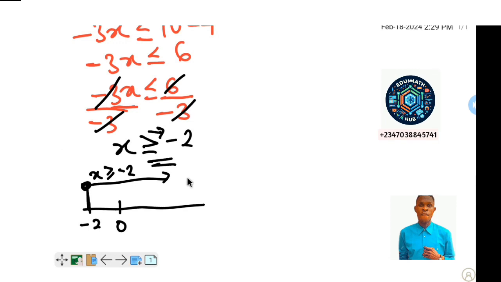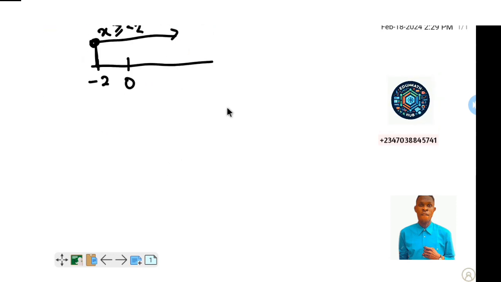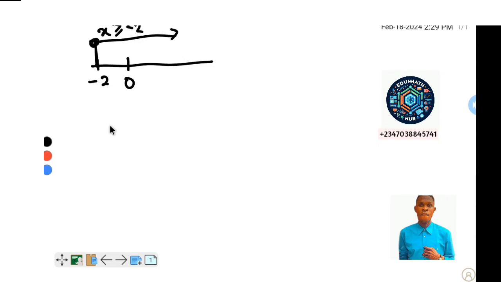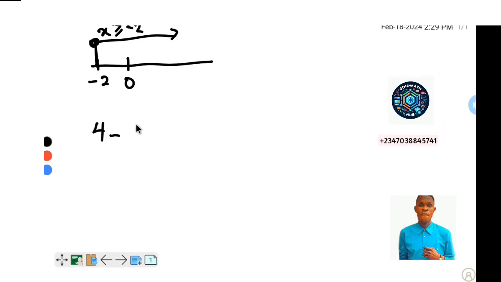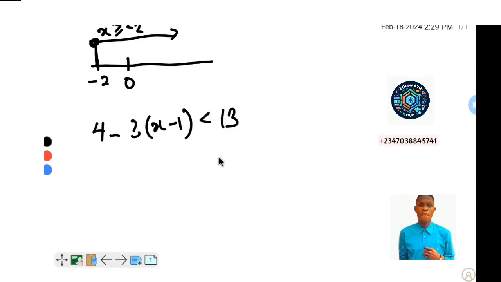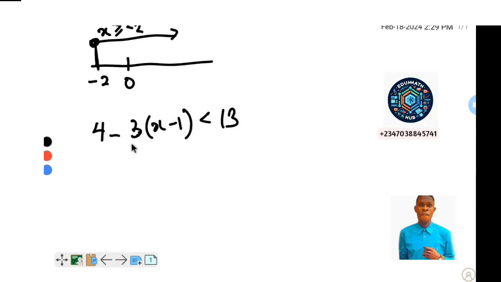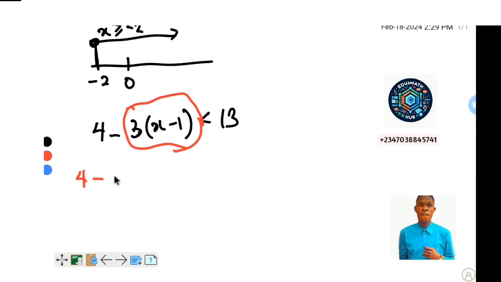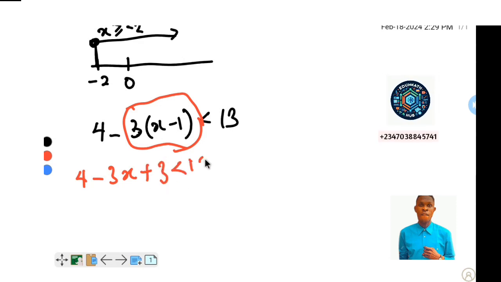Let's take another example so you can have a solid understanding. So you have this question here: 4 minus 3 into x minus 1 is less than 13. You have to find the value of x. So what you do first is expand this bracket. You have 4 minus 3 times x, that will give you 3x, minus times minus will give you plus, 3 times 1 will give you 3. Then you have less than 13.